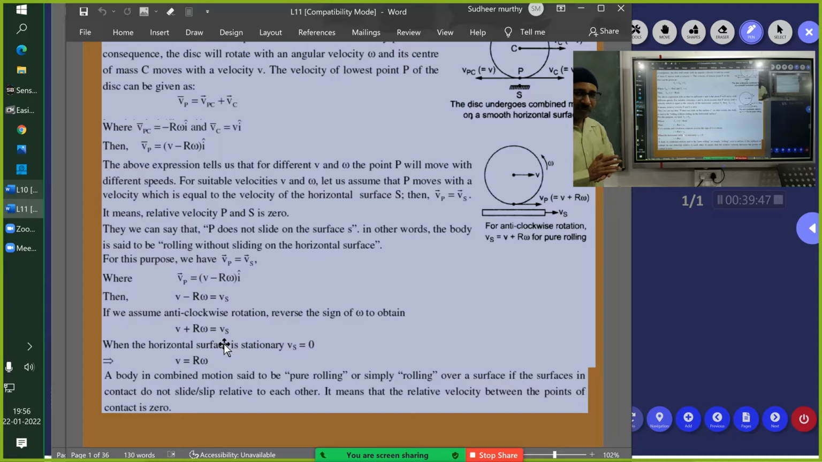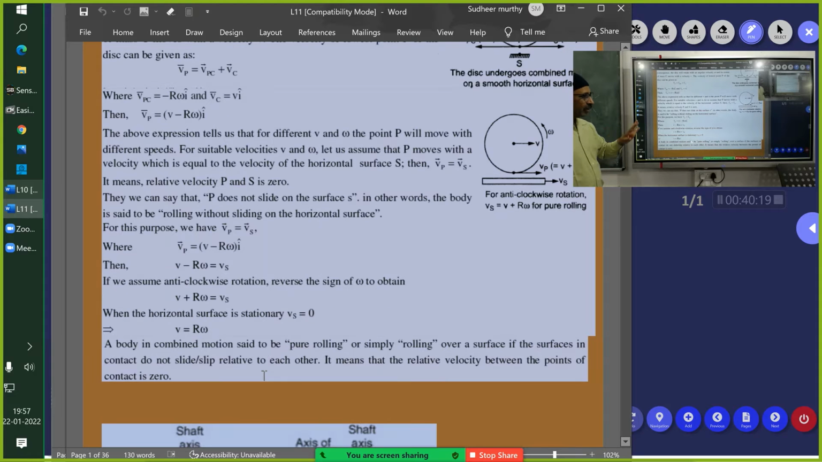What happens if it's clockwise or anti-clockwise? It is saying that the plank is stationary, it is rotating anti-clockwise and moving to the right. That minus states the direction. You understood your friend correctly. So a body's combined motion is said to be pure rolling if the surfaces in contact do not slide or slip relative to each other. It makes sense.